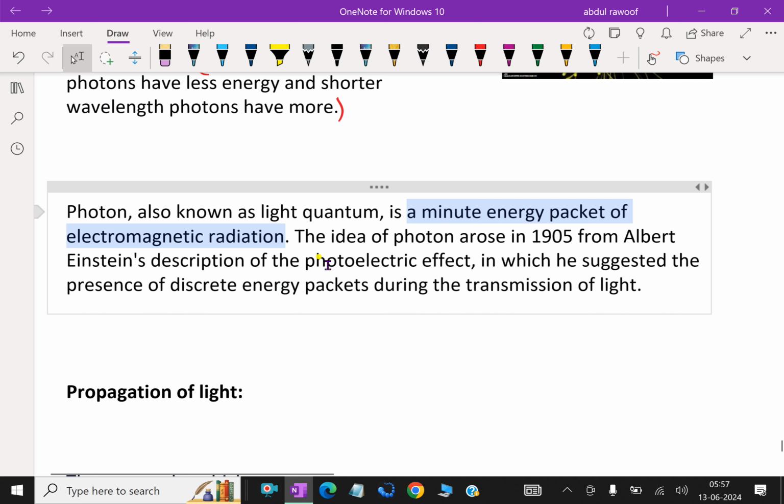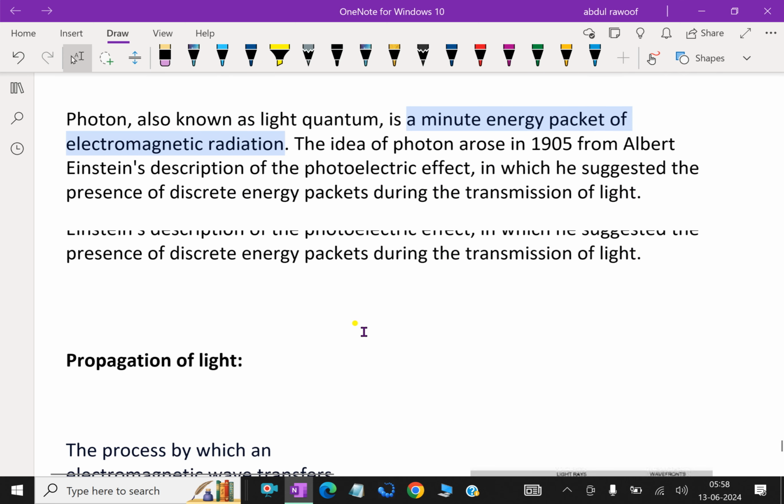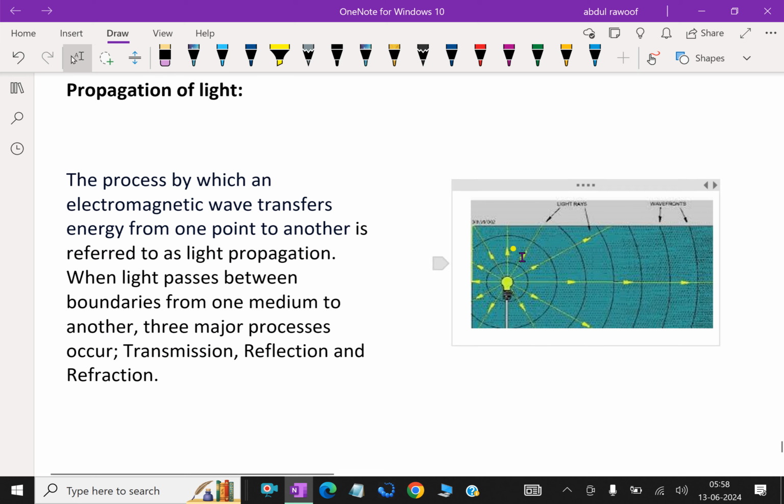A photon, also known as a light quantum, is a minute energy packet of electromagnetic radiation. The idea of the photon arose in 1905 from Albert Einstein's description of the photoelectric effect, in which he suggested the presence of discrete energy packets during the transmission of light. Now, propagation of light: how light propagates.